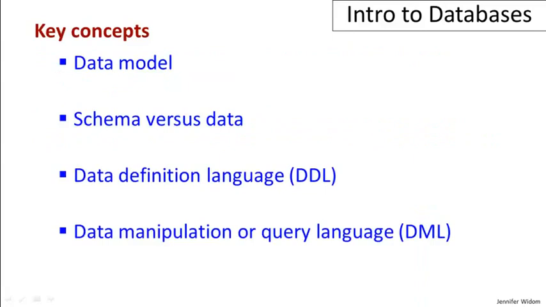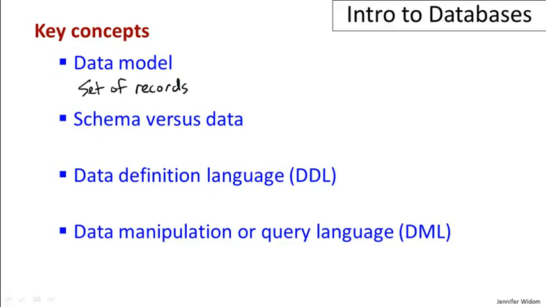So there are 4 key concepts that we're going to cover for now. The first one is the data model. The data model is a description of, in general, how the data is structured. So one of the most common data models is the relational data model. We'll spend quite a bit of time on that. In the relational data model, the data in a database is thought of as a set of records.